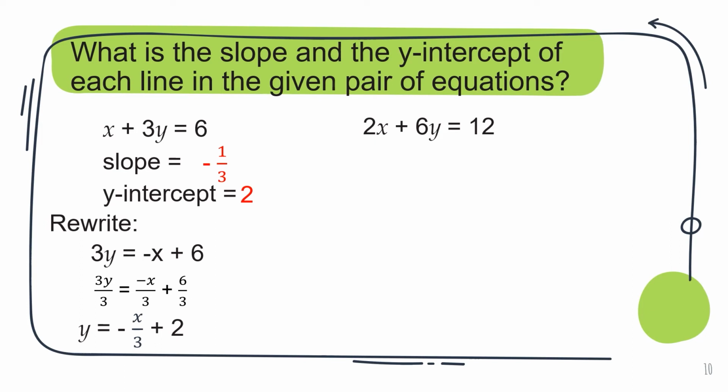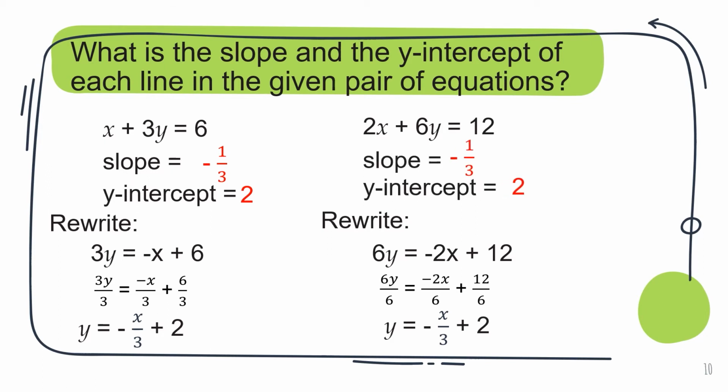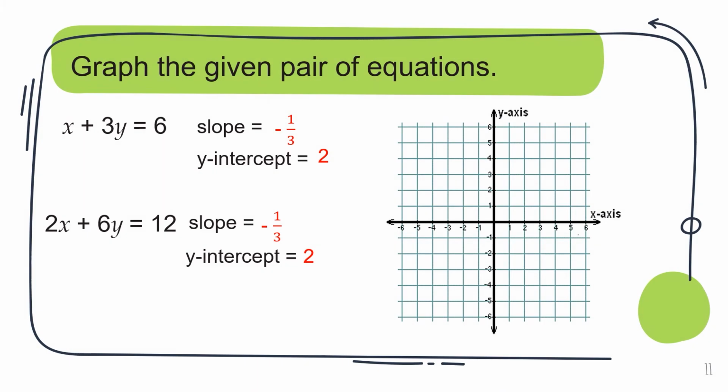For 2x plus 6y is equal to 12, that will be 6y is equal to negative 2x plus 12. Divide both sides by positive 6. Y now is equal to negative x over 3 plus 2. Slope is negative 1/3 and y-intercept is positive 2. We are now ready to graph the given pair of equations.